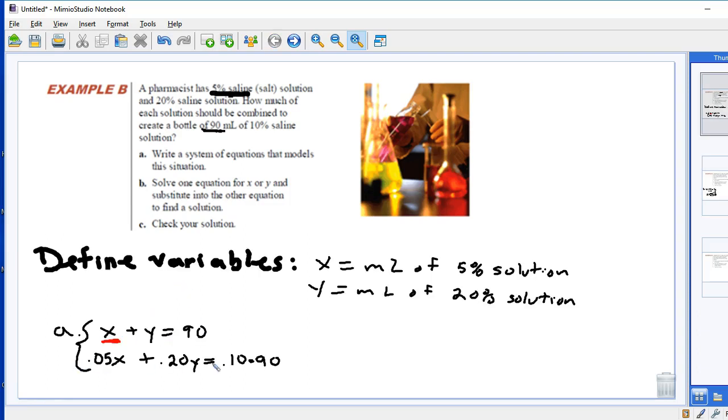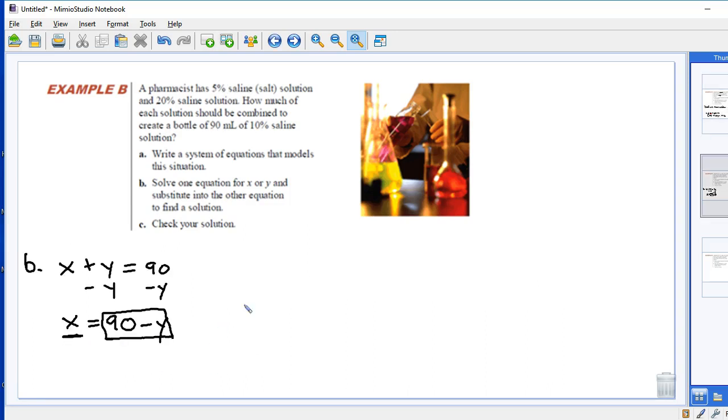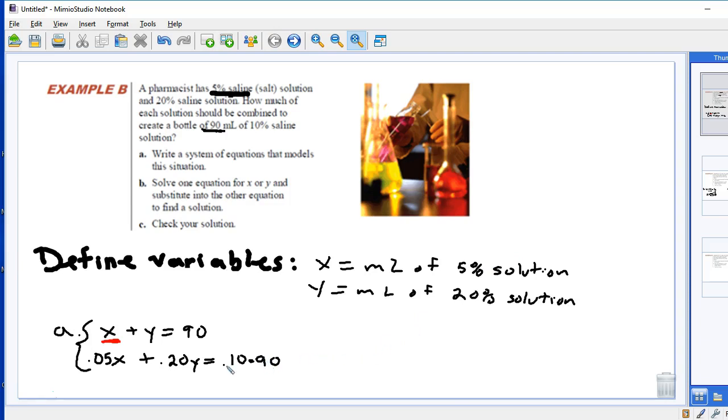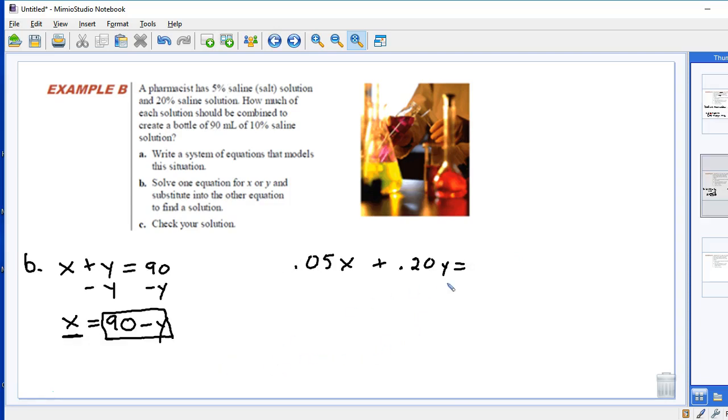So if we look back, we had this other equation, so now I'm going to plug in what I have for X. My other equation was 0.05X plus 0.20Y equals, and I'm just going to do that multiplication right now. 90 times 0.1, that means I just move the decimal point over 1, so it's going to be 9. Right? 10% of 90 is just 9. Okay, so now I'm going to replace my X here with 90 minus Y. So I have 0.05, and instead of X, we're going to write 90 minus Y, right? Because that's exactly what X equals, plus 0.20Y equals 9.